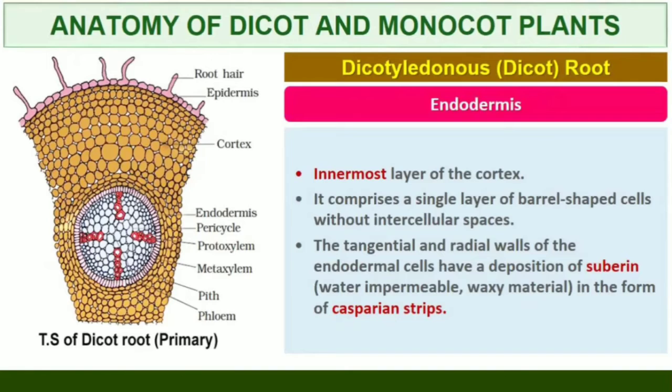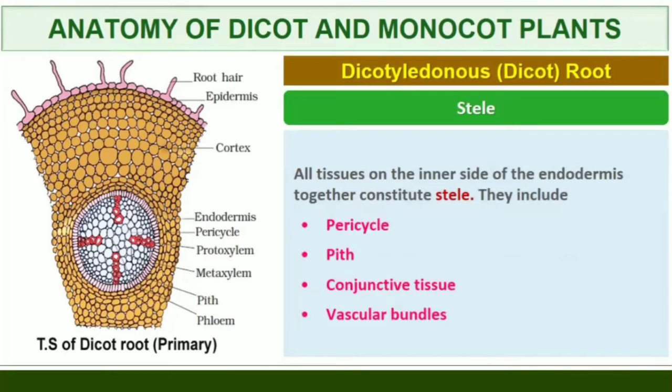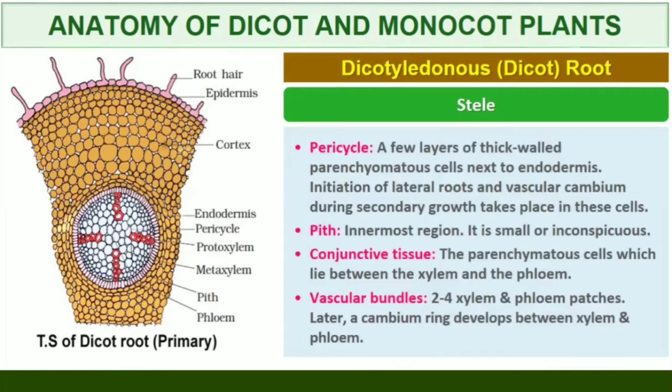The tangential as well as radial walls of the endodermal cells have a deposition of water-impermeable, waxy material suberin in the form of Casparian strips. Next to endodermis lies a few layers of thick-walled parenchymatous cells referred to as pericycle. Initiation of lateral roots and vascular cambium during the secondary growth takes place in these cells. The pith is small or inconspicuous. The parenchymatous cells which lie between the xylem and the phloem are called conjunctive tissue.